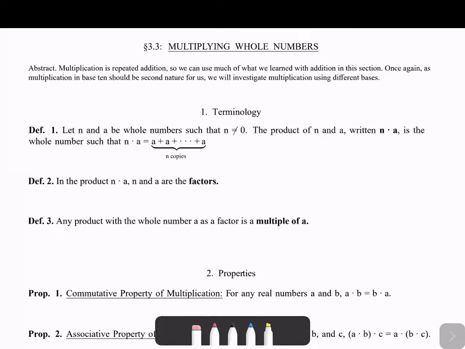So just like we did with the other sections in chapter 3, because we've been multiplying whole numbers for such a long time, a lot of our examples will be dealing with multiplying things that are in bases other than base 10. So we just remember what it feels like to learn multiplication.